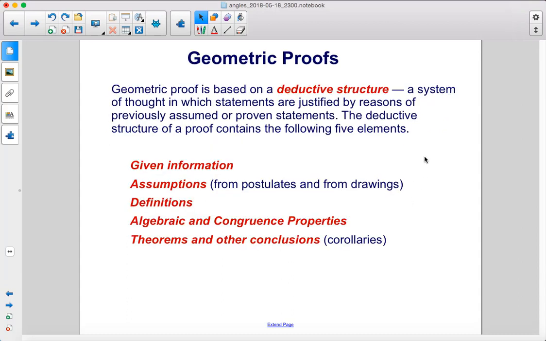Geometric proof is based on a deductive structure, a system of thought in which statements are justified by reasons of previously assumed or proven statements. The deductive structure of a proof contains the following 5 elements: given information, assumptions from postulates and from drawings, definitions, algebraic and congruence properties, theorems, and other conclusions, corollaries.